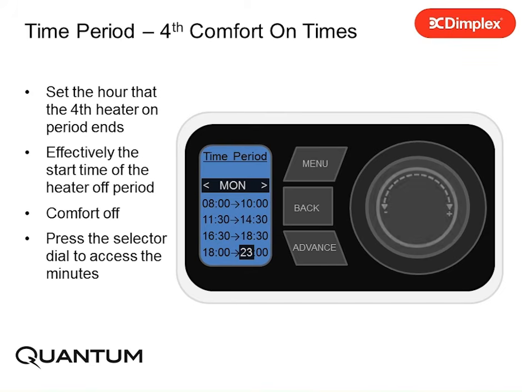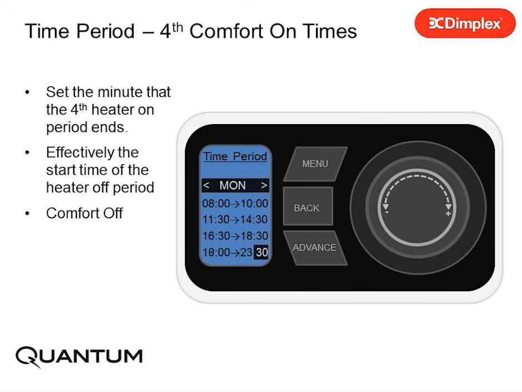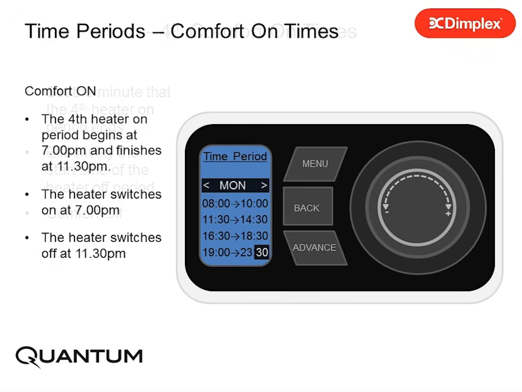Set the hour that the fourth heater on period ends, effectively the start time of the heater off period. Comfort is off. Press the selector dial to access the minutes. Comfort is on. The fourth heater on period begins at 7 PM and finishes at 11:30 PM. So the heater switches on at 7 PM and the heater switches off at 11:30 PM.